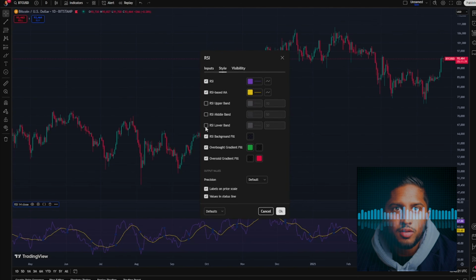So you notice how they disappear. Now they're there. We have it set to upper band 70, lower band 30. Some traders like to adjust this to 80-20, but I like using the levels that I think most other traders are seeing as well.